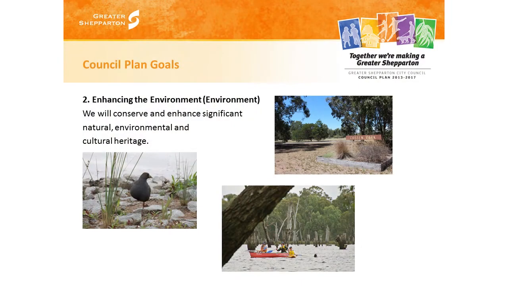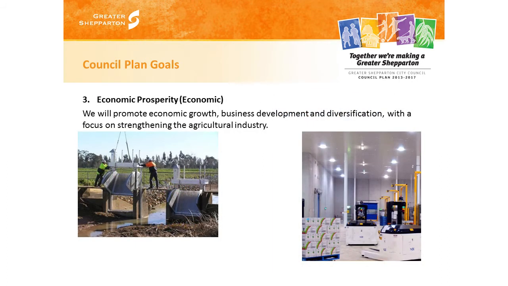Enhancing the environment. It's really interesting that our community told us really strongly they like our environment, they like our open spaces, our rivers, our bushland. So we have to make sure that that gets into our council plan and that we adhere to that in the things that we do. So what we're promising to do in our plan is to conserve and enhance a significant natural, environmental and cultural heritage, which we have, and economic prosperity.